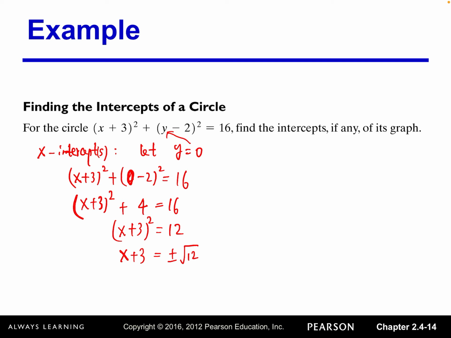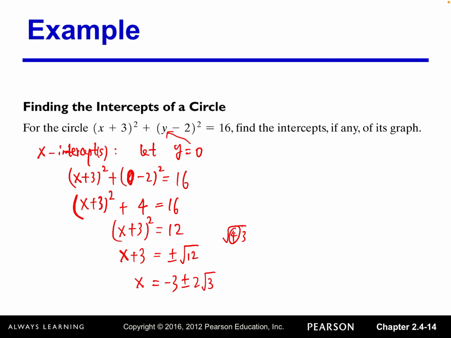Right? And then finally, minus 3 on both sides of the equation. x equals -3 plus or minus square root of 12. We can break 12 as 4 times 3, where 4 is a perfect square factor. We get the 2 outside the root. That's why we simplify as 2 square root of 3.